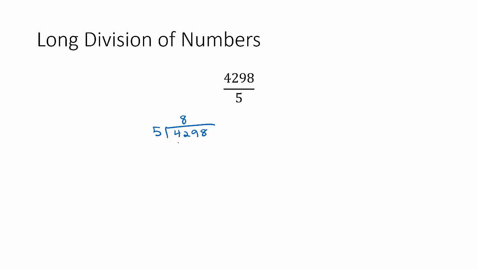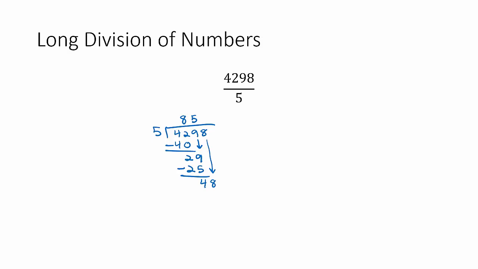And then we'd multiply 8 times the 5 to get 40. We change the sign out front and subtract to get 2. Bring down the next digit of 9. 5 goes into 29 5 times. 5 times 5 is 25. Subtract, changing the sign. 29 minus 25 is 4. Then we would bring down the next digit.